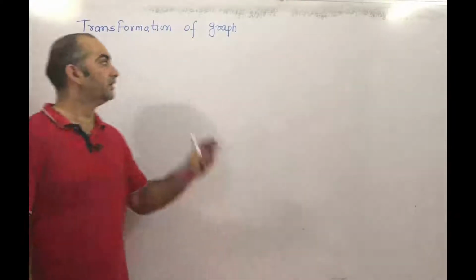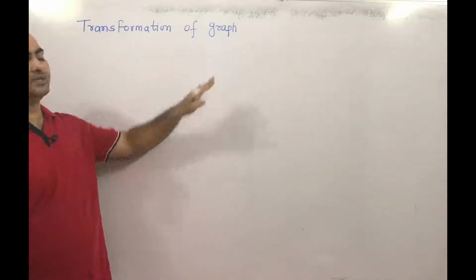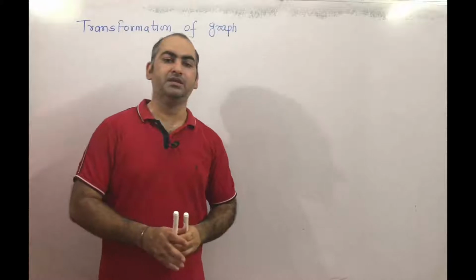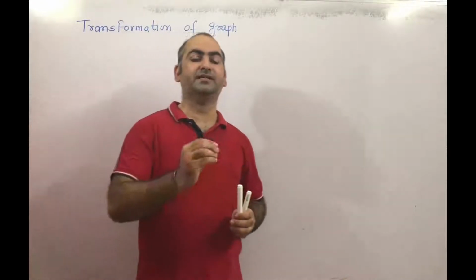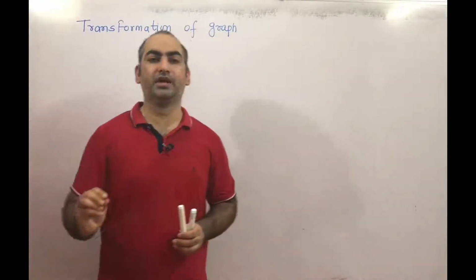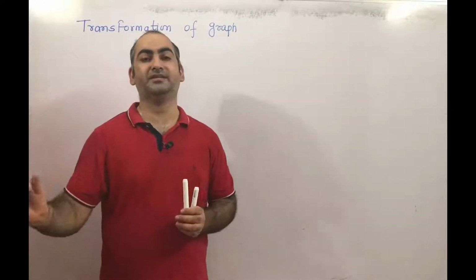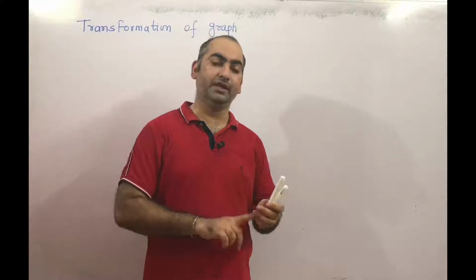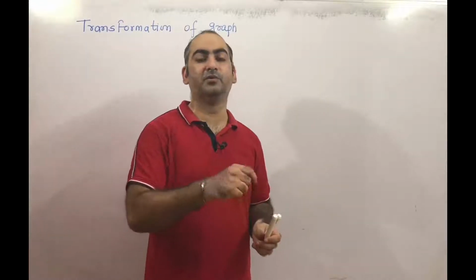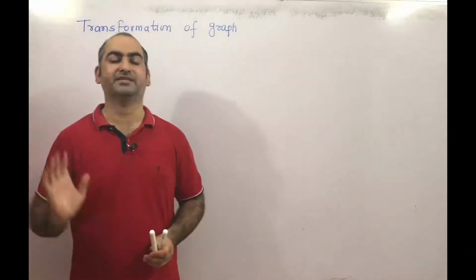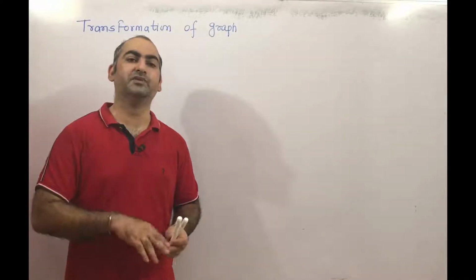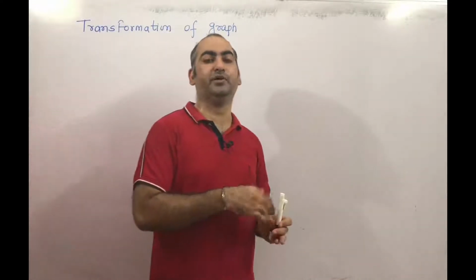Next topic is transformation of graph. What is the meaning of transformation of graph? For example, e power x graph we know. Then how to draw the graph of e power minus x? So e power x and e power minus x are related to each other, because in the e power x graph, instead of x, if I put minus x, you will get the e power minus x graph. So how to draw the graph e power minus x with the help of e power x graph?